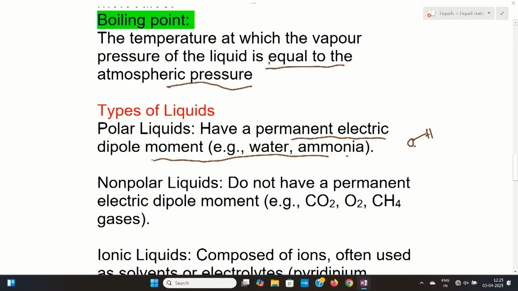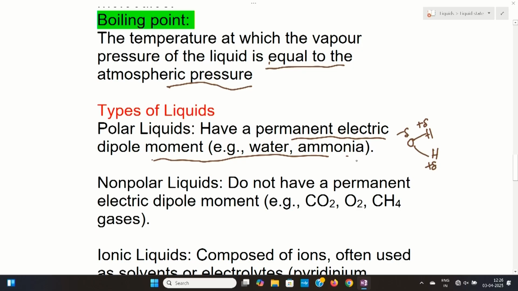If we look at water, there is a separation of charges. The oxygen is highly electronegative compared to hydrogen. Therefore, it has a partial negative charge, and this hydrogen has a partial positive charge, and this hydrogen also has a partial positive charge. Because of this separation of charges, it has a dipole, and this dipole is not cancelling. Therefore, water can exist as a polar liquid.